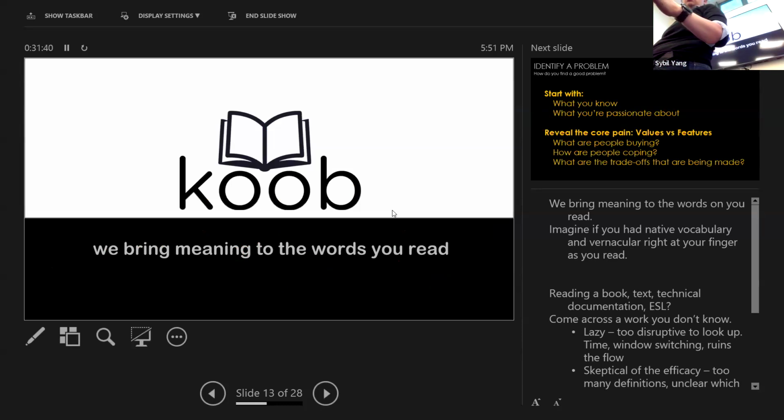We bring meaning to words you read. That you can already infer from them. There's a problem with us understanding the meanings of words that we read. Just from that sentence, you already know what the problem is, and you already get an idea of what our solution is: that we bring meaning to the words that you read, right?